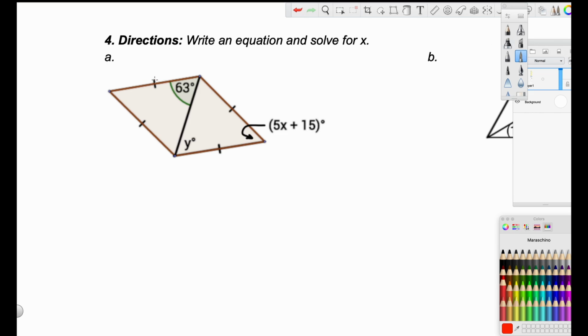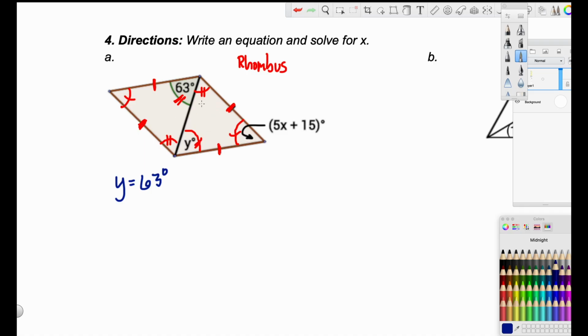can identify its properties. So we see that all the sides here are congruent, and so this means this is a rhombus, and a rhombus is also a parallelogram, so we know that the opposite angles are congruent, and a rhombus also has diagonals that bisect the angle, so I know that these angles are going to be congruent. So immediately we know what y is. Y is 63 degrees.